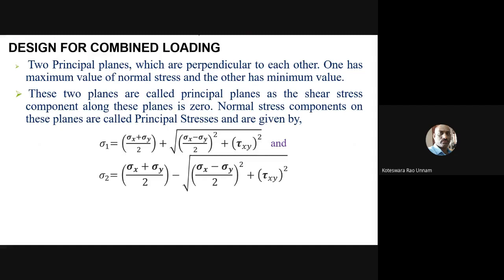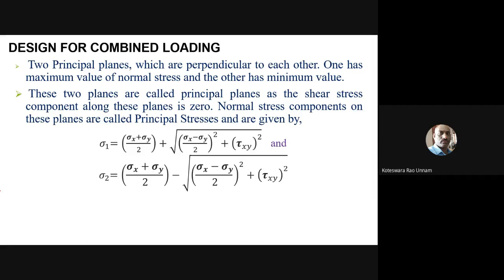There are two principal planes which are perpendicular to each other. Remember, we are discussing the biaxial state of stress. In the case of a triaxial state of stress, we need to define three principal planes, and using three principal planes only you can define the state of stress. In the case of a biaxial state of stress, you need to define two principal planes. Whether it is biaxial or triaxial, these principal planes are always mutually perpendicular to each other.